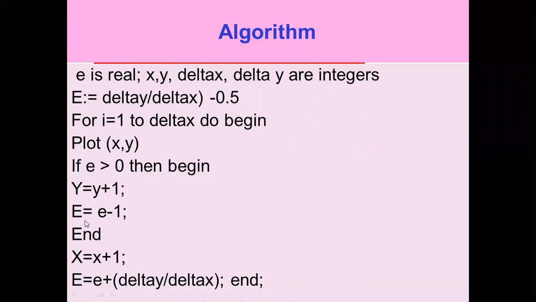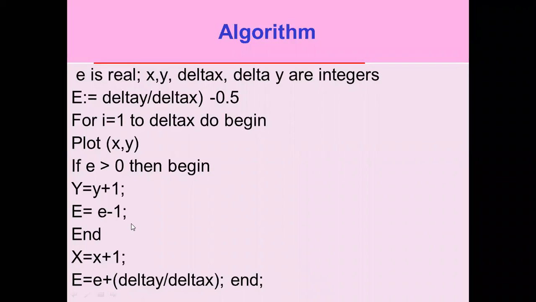Now again change the value of E. So E is equal to E minus 1. And where is the initial value of E? This value. Okay, this value. Again put this value of E here. Now you will get the new value of E. E is equal to E minus 1.